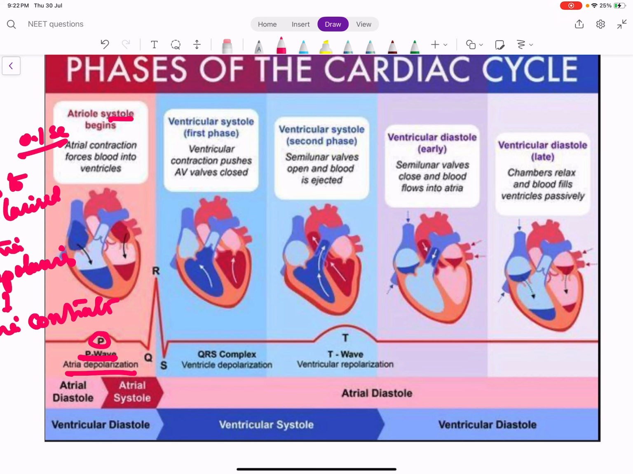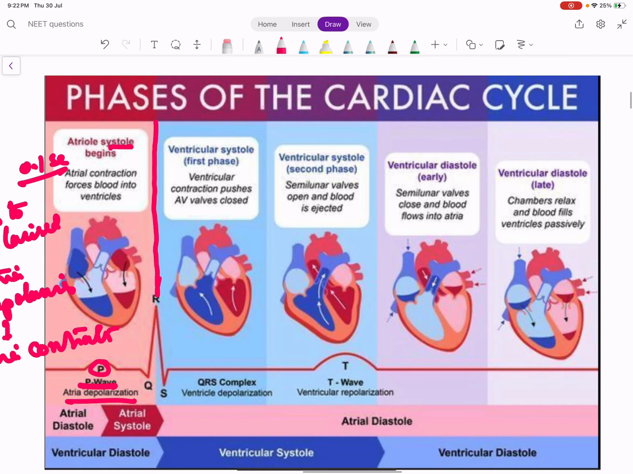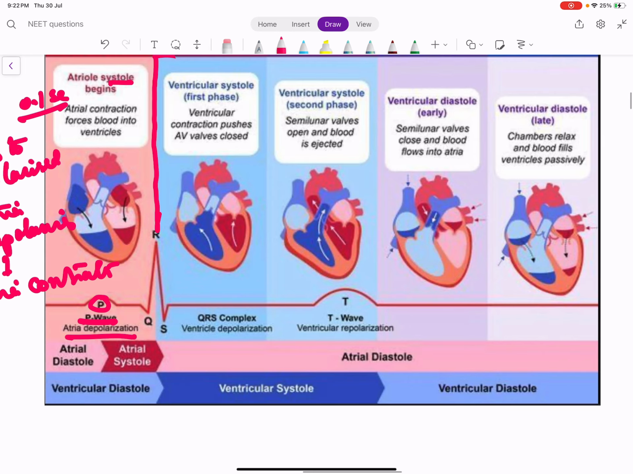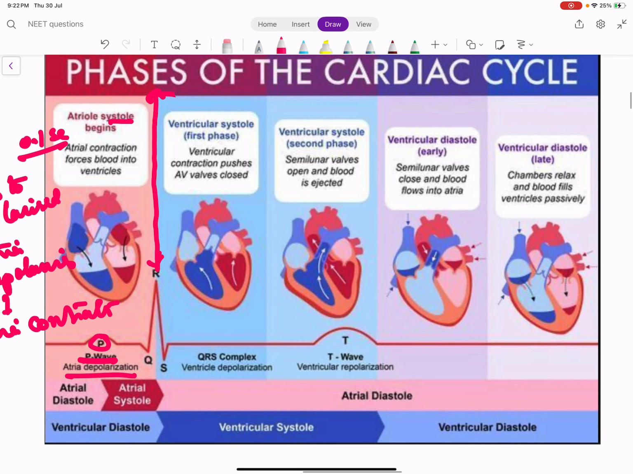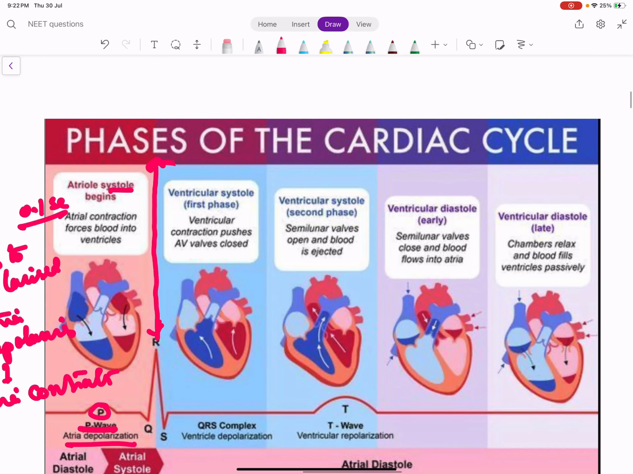Now coming to the major and the most important part, which is the ventricular activity. Like the P wave precedes atrial systole, we have the R wave. The R wave stands for ventricular depolarization. So after the R wave in the ECG, the ventricle starts contracting. Ventricular systole has 3 stages. One is the early systole. So what is early systole?